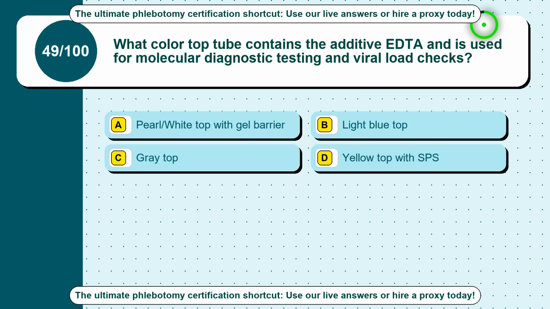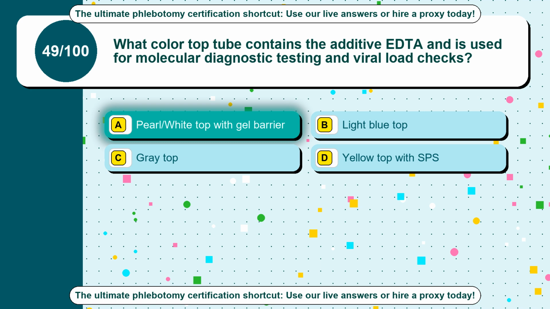Question 49. What color top tube contains the additive EDTA and is used for molecular diagnostic testing and viral load checks? Option A. Pearl/white top with gel barrier. Option B. Light blue top. Option C. Gray top. Option D. Yellow top with SPS. The correct answer is option A.